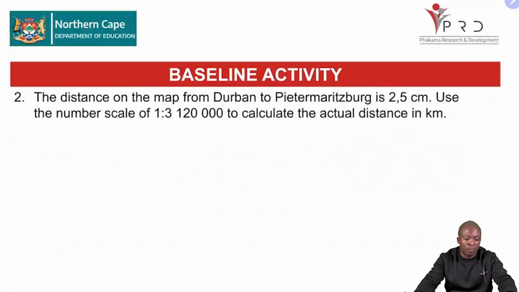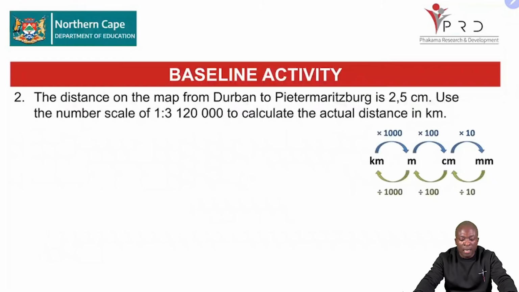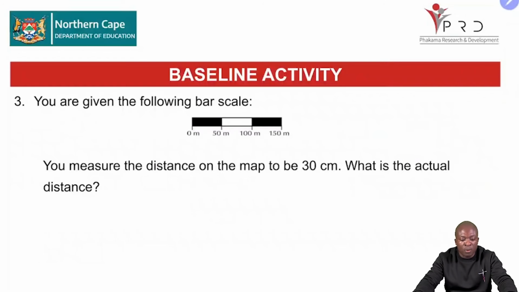Let's look at question 2. It says the distance on the map from Durban to Pietermaritzburg is 2.5 centimeters. Use the number scale of 1:3,120,000 to calculate the actual distance in kilometers. Again, you have to rely on your knowledge of converting to help you do that. And then the third question is, you are given the following bar scale. You measure the distance on the map to be 30 centimeters. What is the actual distance?